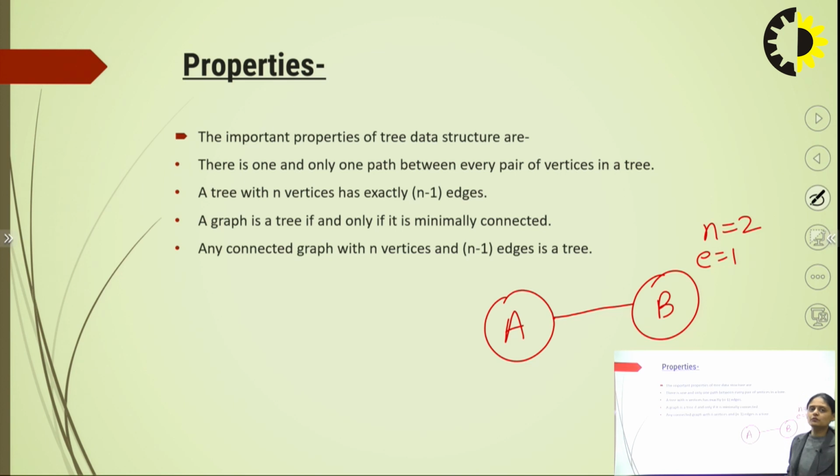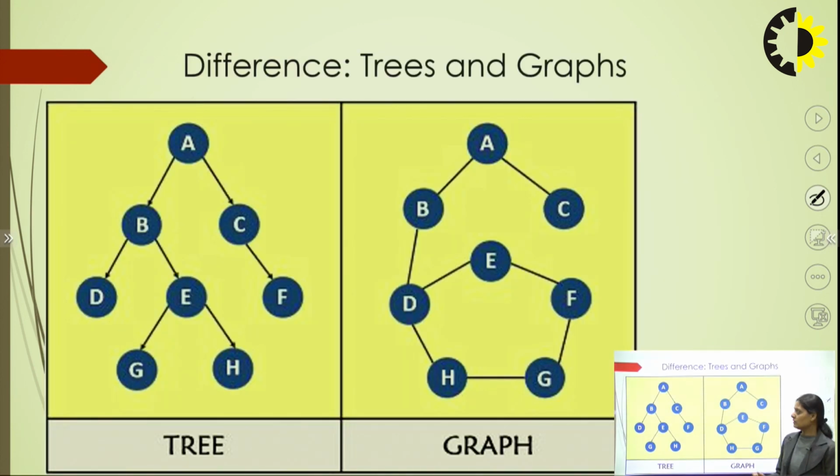In case it would be a graph, then there may be more than 1 edge, and it may have a self loop as well. So a graph is a tree if it is minimally connected. Any connected graph with n vertices has n minus 1 edges in a tree, as we have discussed in this example.